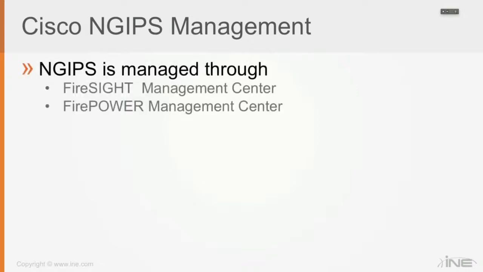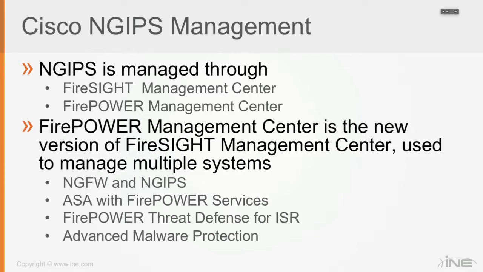To manage the NG IPS, we're going to manage it through the Sourcefire Management Center or the Firepower Management Center. Now, the Firepower Management Center is the new version of Sourcefire Management Center, which, as opposed to Sourcefire, can manage multiple systems. It can manage next generation firewall policies, next generation IPS policies. It can manage dedicated appliances. It can manage also the ASA with Firepower services. It can manage the Firepower services on the ISR routers, called Firepower Threat Defense, and it can also manage the advanced malware protection on the endpoints.